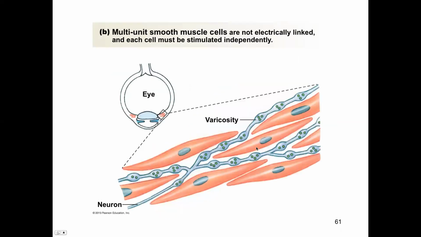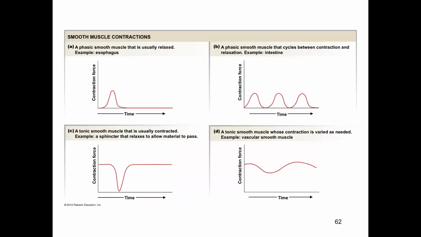Then you can have multi-unit smooth muscle cells, which are not electrically linked. So this is when you have a bit more fine control. This would be like the smooth muscle that controls the flexing and the relaxation of the lens in the eye, for example. So these ones are going to have their own receptors, and they're not electrically linked using gap junctions. Now, this last part is just to show you the differences in smooth muscle, because you've got all kinds of different types of smooth muscle in the context that you have.